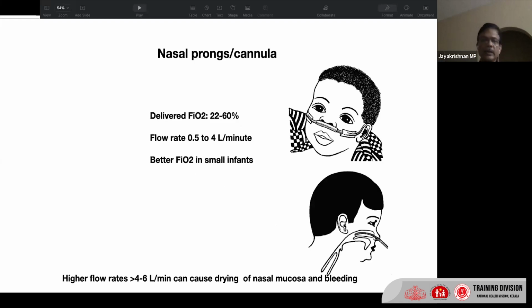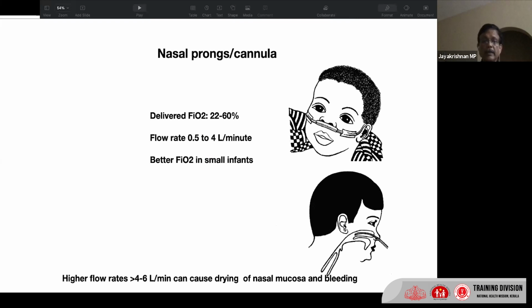And this is the commonest method of oxygen administration that we use: nasal prongs or a cannula. As we mentioned initially, it delivers an FiO2 of 22 to 60% depending on the flow rate, and the flow rate varies between 0.5 and 4 liter per minute. In a young infant, we would start maybe with 0.5 to 1 liter per minute. In an older child, we might start more than that, but not more than 4 to 6 liter per minute. So generally up to 4 liter per minute.